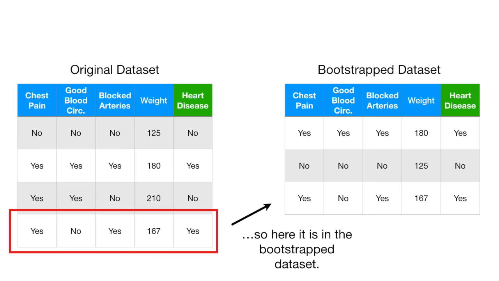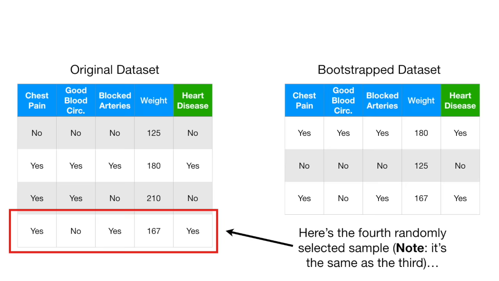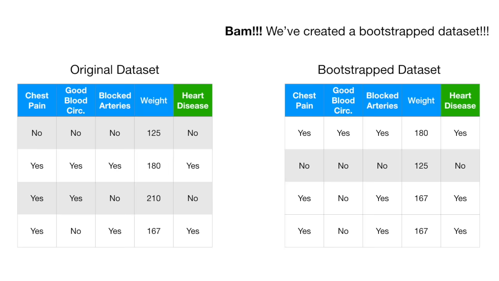Lastly, here's the fourth randomly selected sample. Note, it's the same as the third. And here it is. Bam! We've created a bootstrapped dataset.